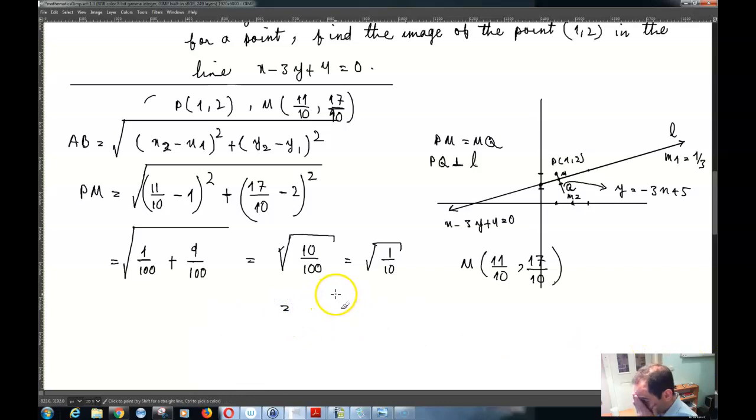And that is equal to basically, the square root of 10 is, of course, you cannot find the square root of 10. So that's 1 over square root of 10. So PM is equal to 1 over square root of 10.